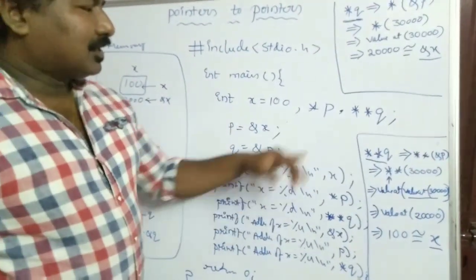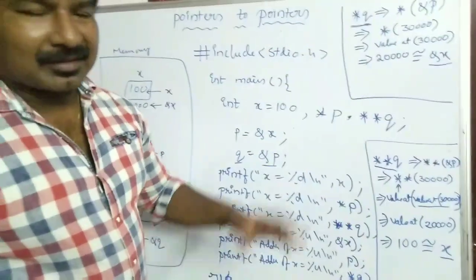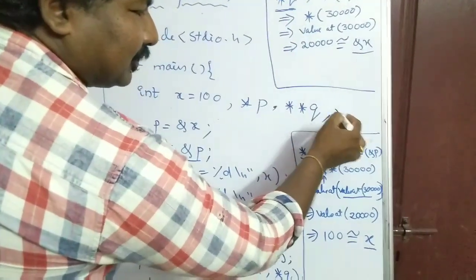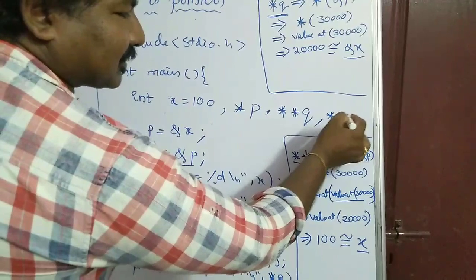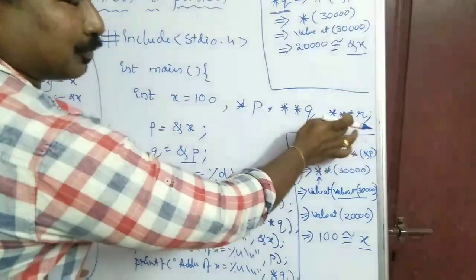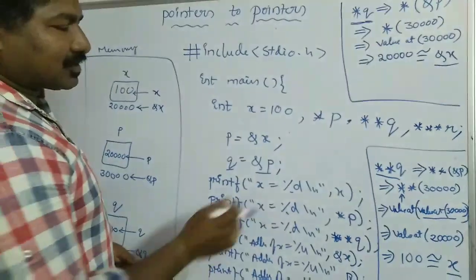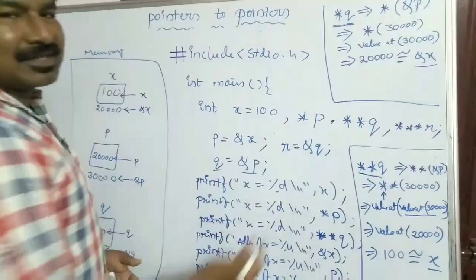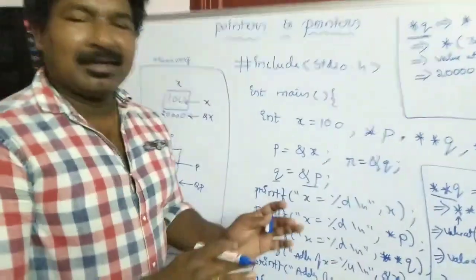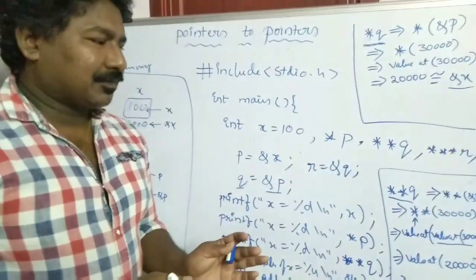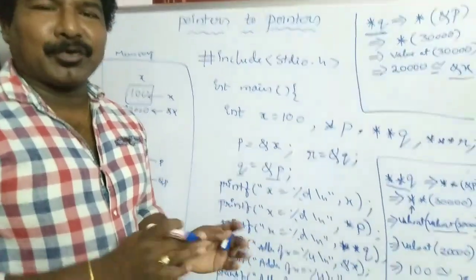That means you can have another pointer that can point to this q. For instance, you can have another pointer like star of r, which is a pointer to pointer. That means r can point to the address of the q. So you can extend this to any level. So if you are thorough with the logic, this is the concept of pointers to pointers, friends.